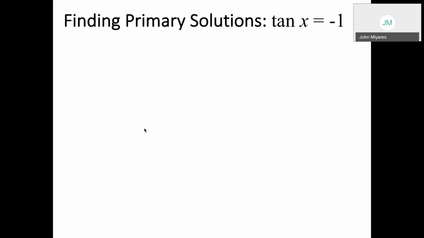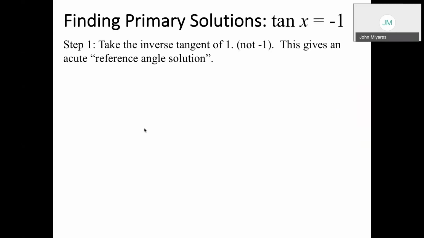Here's one you can try on your own. You want to try to find the primary solutions, then eventually the general solutions to the equation tangent of x equals -1. The step I want to remind you of first is to take the inverse tangent of +1 and not -1, so you can get an acute reference angle whose measure is going to be something between 0 and 90 degrees or 0 and pi over 2 radians.